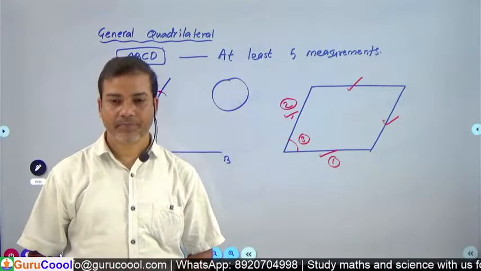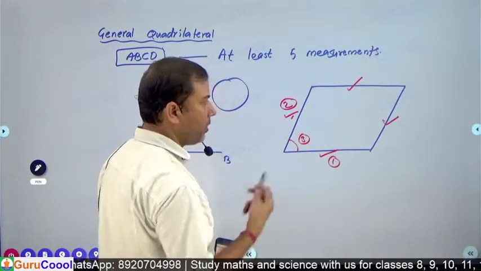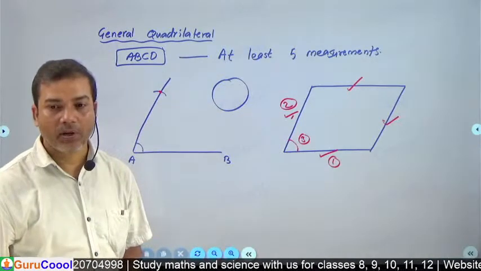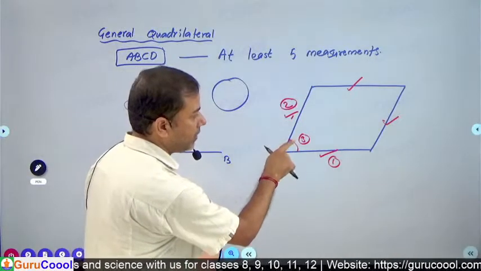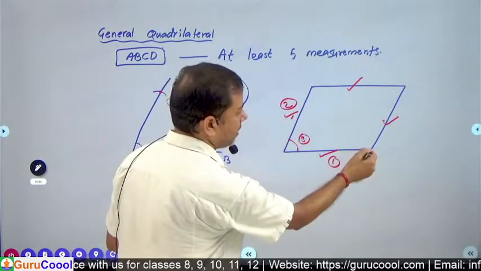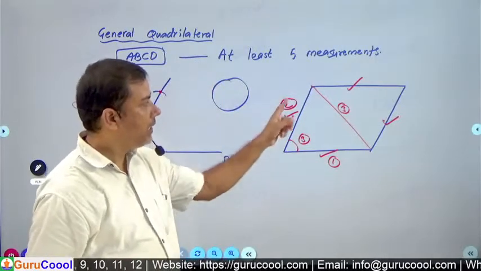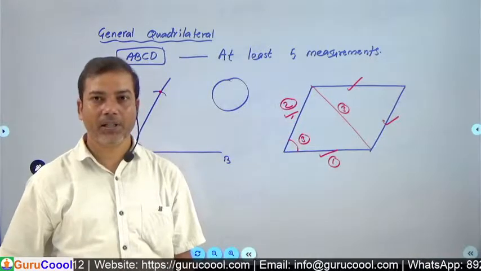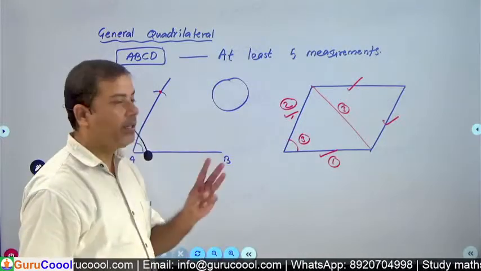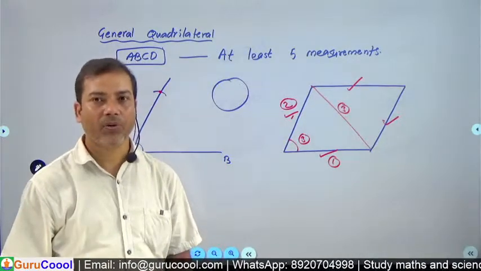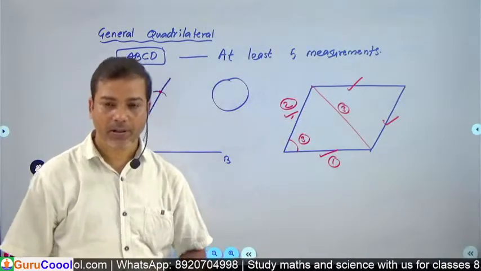Got it? Yes, sir. So at least 3 information, 2 side and 1 angle. Also maybe 2 side and 1 diagonal. That also is possible. Instead, that third information may be here also, that diagonal. If we know this side and this diagonal, that also is sufficient, isn't that? Yes, sir. So any 3 information will be required minimum for a parallelogram to be constructed. Got it, David?